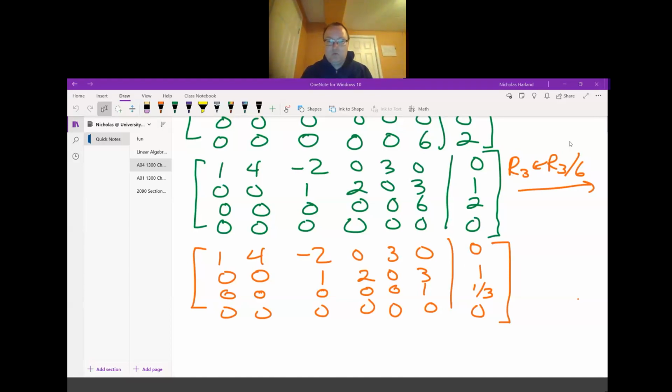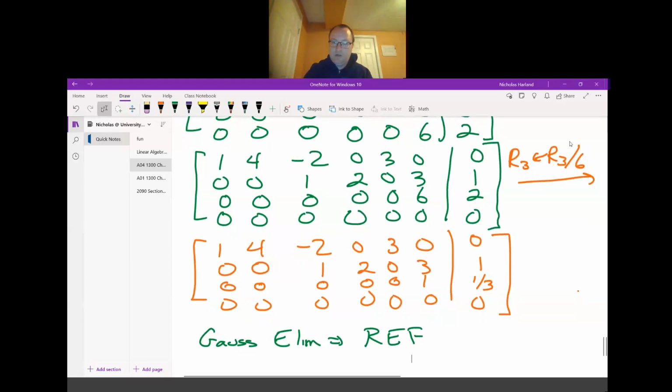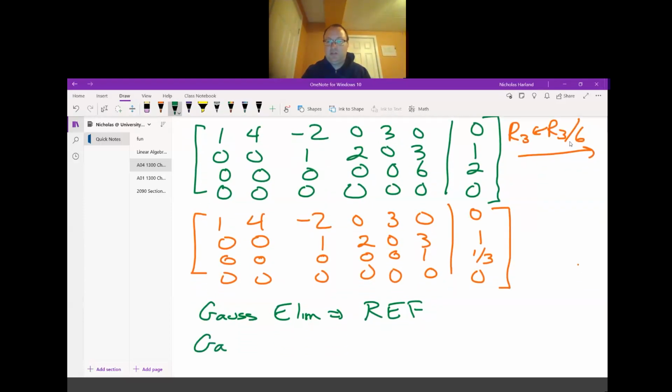The second one, so let me just write it out. Gaussian elimination is just get it into row echelon form. Then there's Gauss-Jordan elimination, which says that's not good enough. We want to put it into reduced row echelon form.